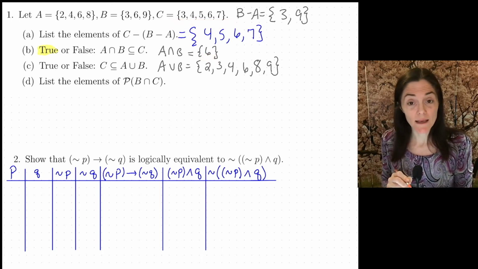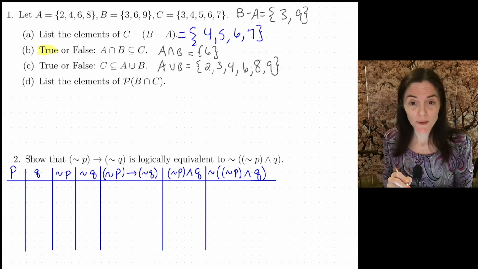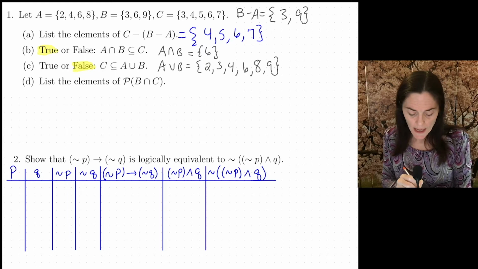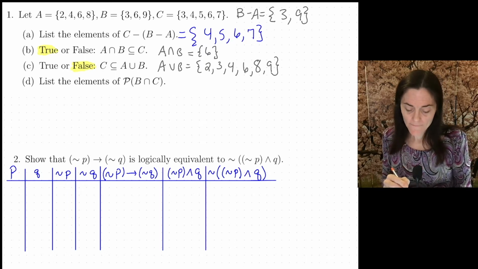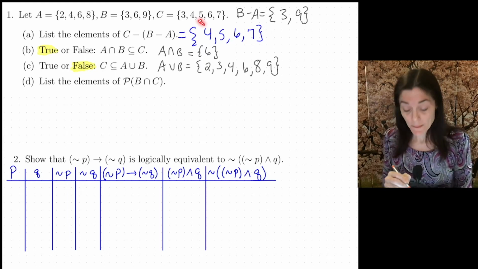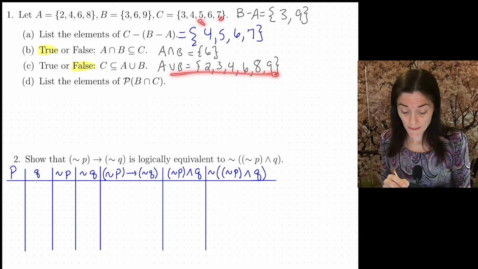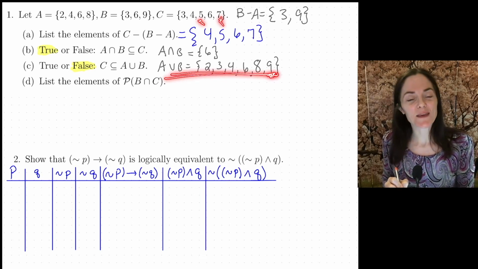Now, is C a subset of A union B? This one is false because, well, 5 is an element of C, but 5 is not an element of A union B. And similarly, 7 is an element of C, but 7 is not an element of A union B.